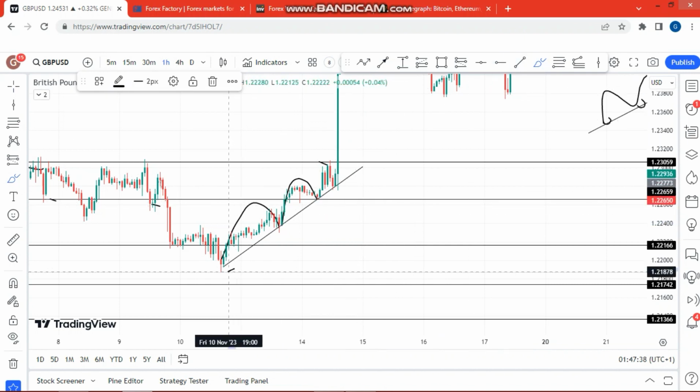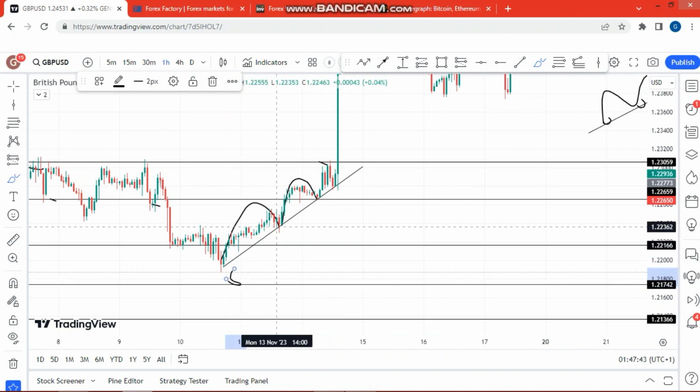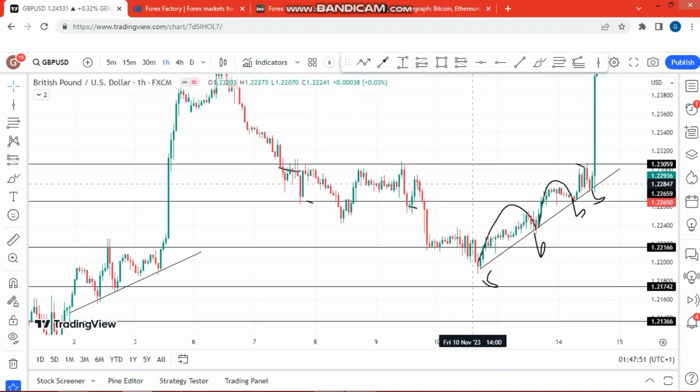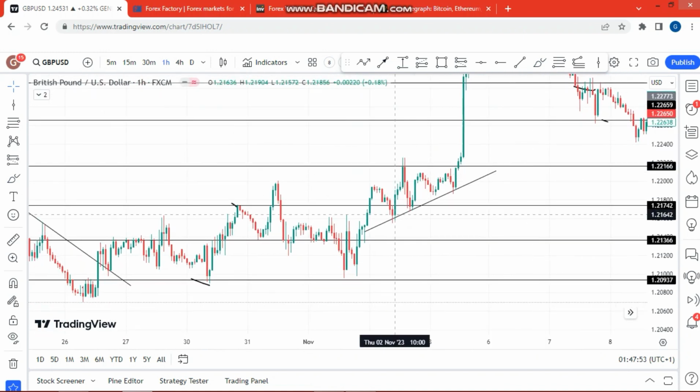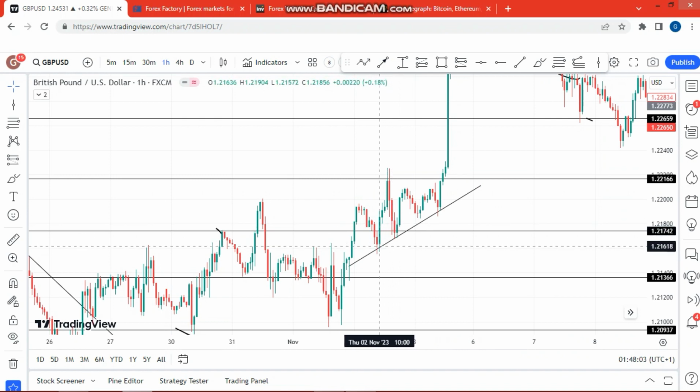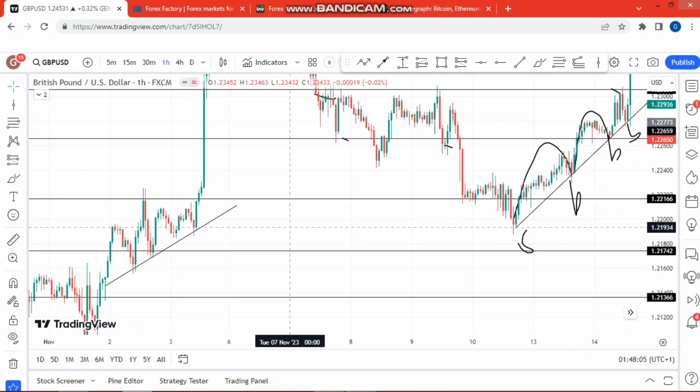So you already know, okay, these areas are for buyers. I was meant to write B. This area is for buyers. So you already know what to do at that place right there, especially after the reaction that happens after the bounce on the trend lines. So let's get to it.